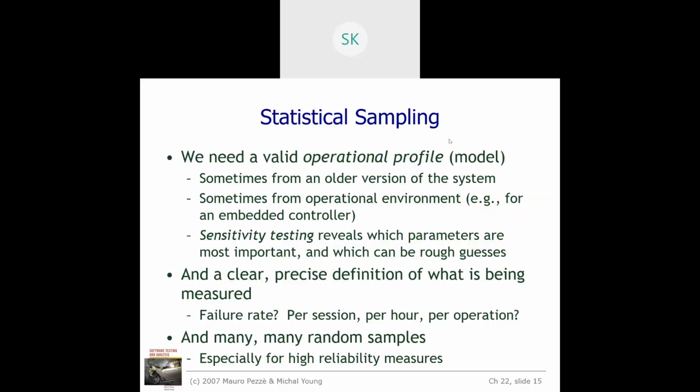In statistical sampling, you need to be very clear and precise about what is being measured, whether it is a failure rate per session, per hour, or per operation. Say for example, as I said, within a small span of time you need to capture each of the images available in the classroom, and those images need to be checked against the database you have of each individual person's image. Based on that, it will mark your attendance. That's what I said, right?